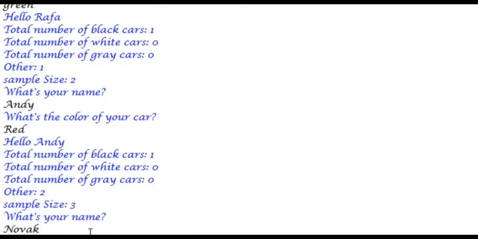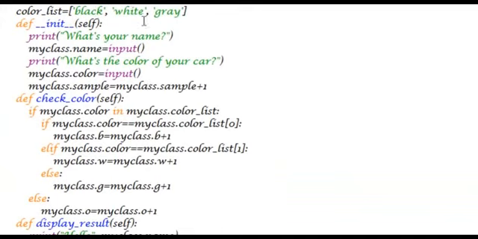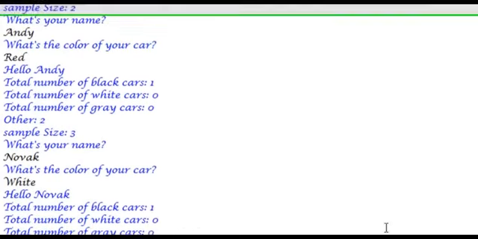And let's say finally we have Novak as the guy who we approached, and let's say Novak has a white car. So hello Novak, total number of black cars is 1, total number of white cars is 0. And the reason why this is 0 is that I've actually made an error in my program, and I'll tell you what that error is. In my list I have the word white with all small case letters, and as an input I have supplied white with the W as a capital letter.